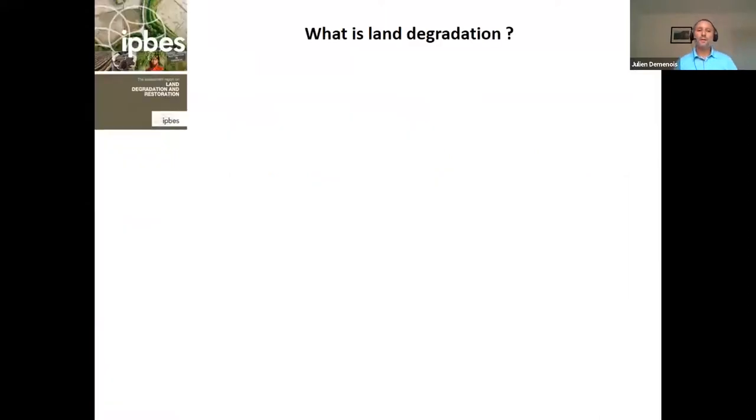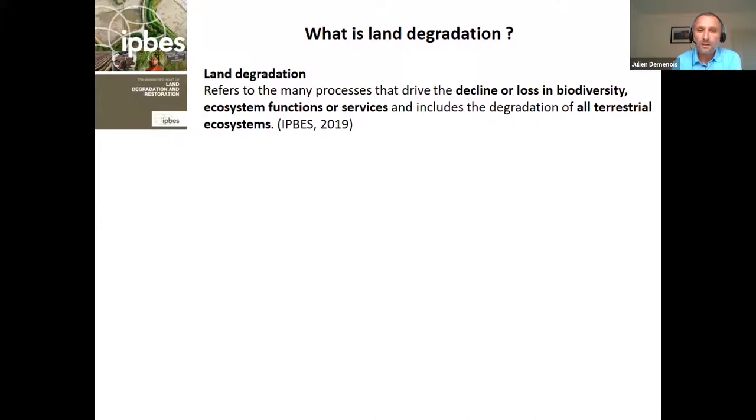So first of all, what is land degradation? Just some definitions coming from the IPBES. Land degradation refers to the many processes that drive the decline or loss in biodiversity, ecosystem function, or services, and it concerns all terrestrial ecosystems. I would like to highlight some of the words in this definition.